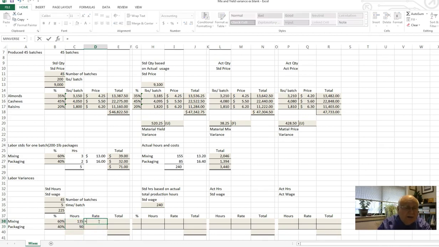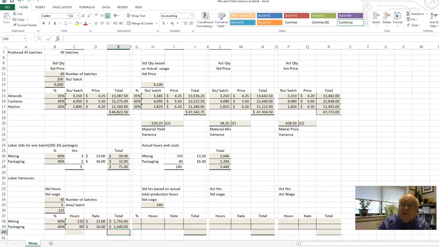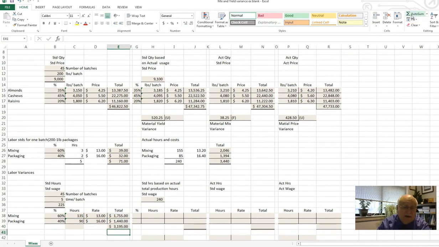Our standard rate was 13 and 16 for the packaging. So now we multiply those out. 135 times the 13 and 90 times the 16 gives us 1440 for a total of 3195. Okay. We actually use 240 hours.